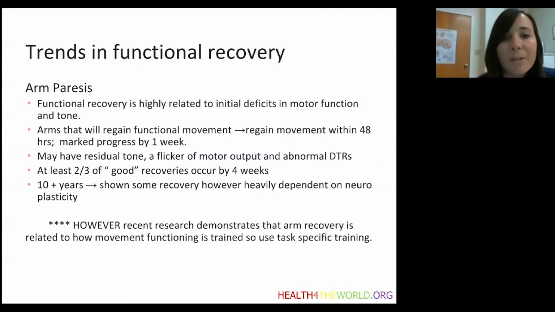But once again, too, we have also seen that even 10 years after your initial insult, we have shown some good recovery, but it is, once again, heavily dependent upon how you're training. So keep on working, make it task specific, make those muscles work, and always incorporate the arm or the leg into whatever task you're using, because if you don't use it, you will lose it.